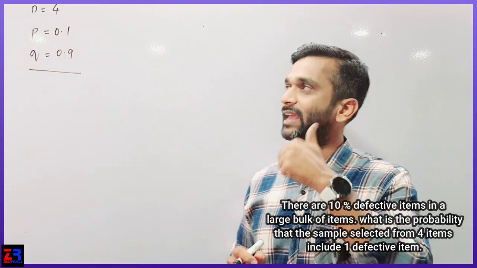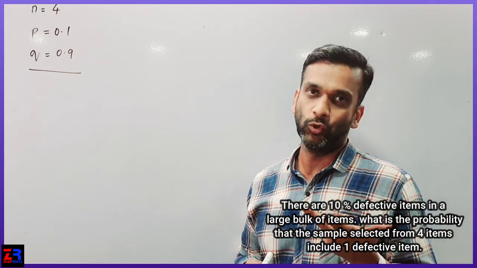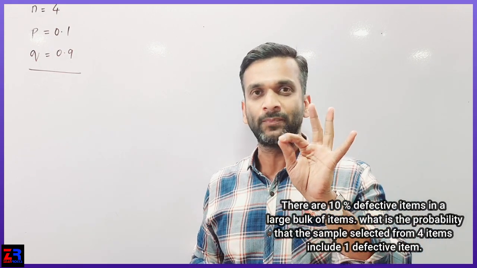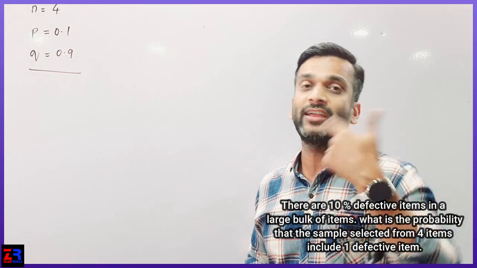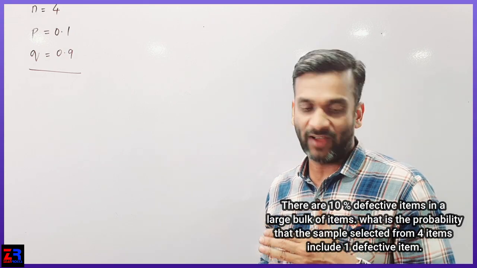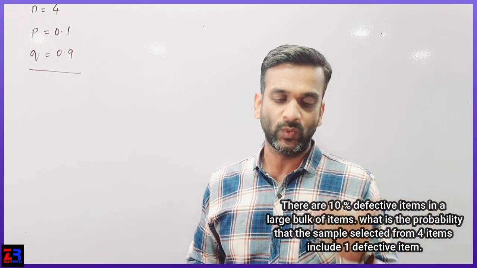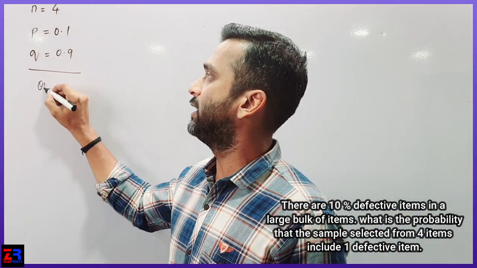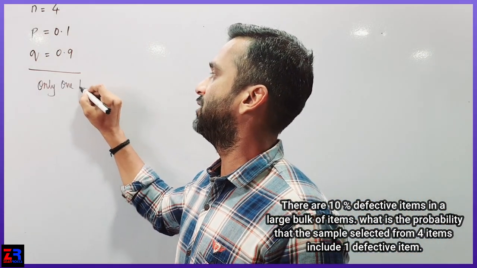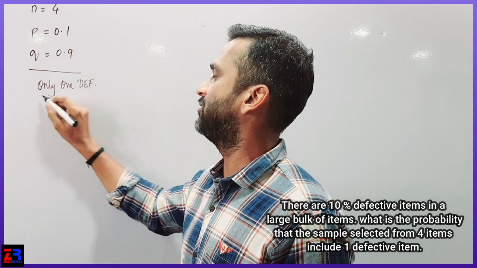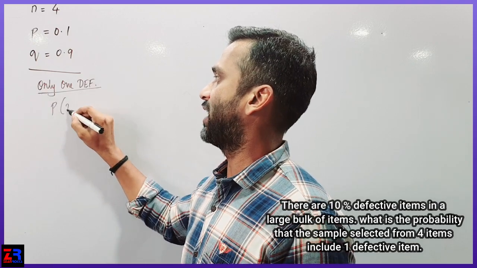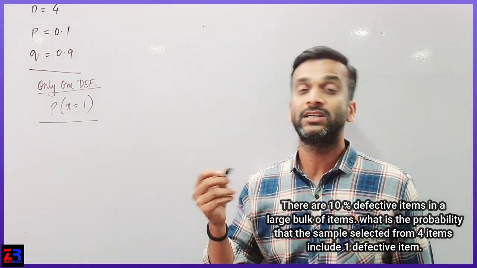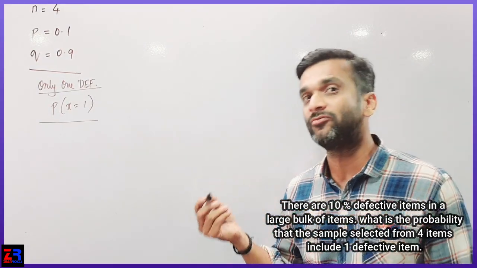So we have n, we have p, we have q. What is the variable? X is a discrete variable here. X is the number of defective items. And what we are supposed to find is how many items are defective, which will include only one defective item. So we are supposed to find the probability of x equal to 1.